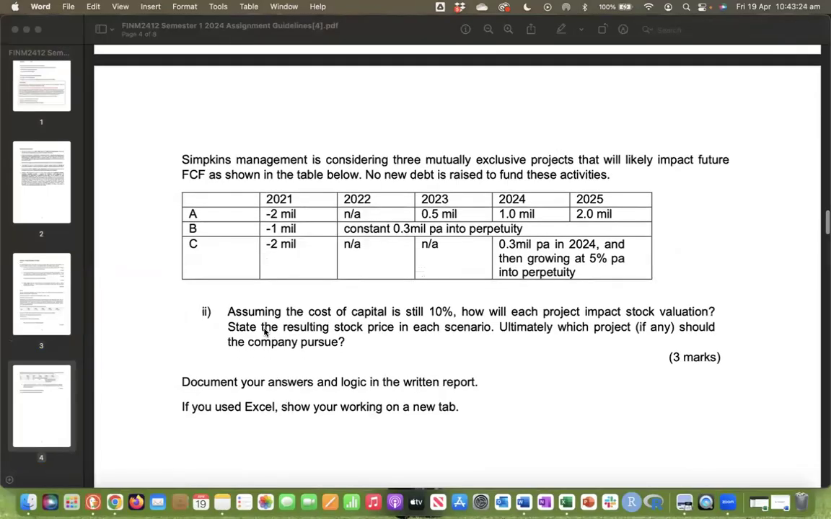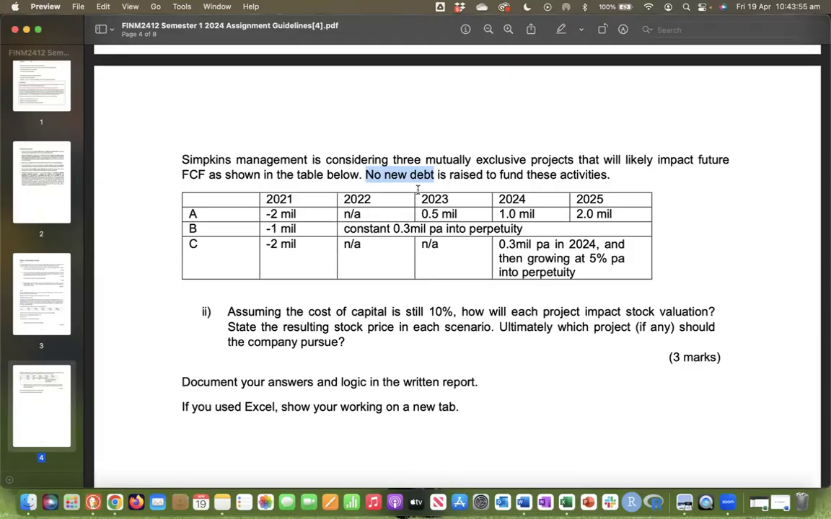And there's only one more part of question one, and that is looking at 3 mutually exclusive projects that could impact future free cash flow. And importantly, no new debt is raised to fund these activities. So you don't need to worry about any change in net debt. It will still be the same as the question before. So the cost of capital will still be the same.